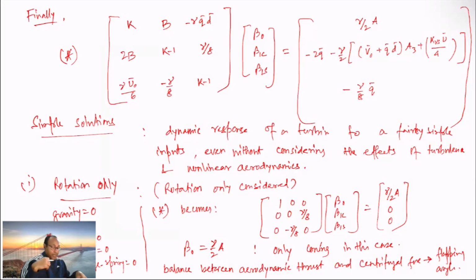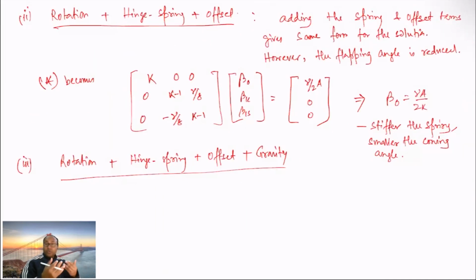So what is happening is that rotation gives you coning only. Then once you add hinge spring and offset to rotation, that also gives you coning, but there is an effect of the hinge spring moment, which balances out the aerodynamic moment and the centrifugal moment, and you see that the stiffer the spring, the smaller the coning. Now we want to include gravity, but once you include gravity, it complicates the solution. So that we will discuss in the next session. Thank you.